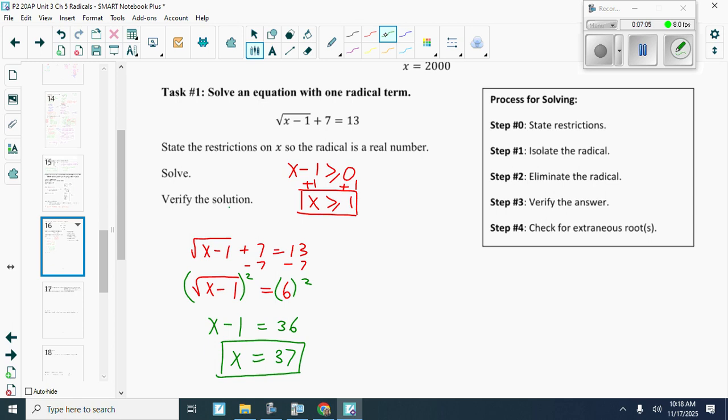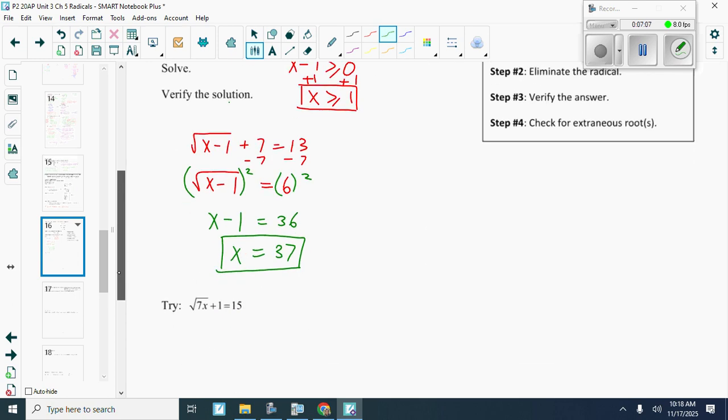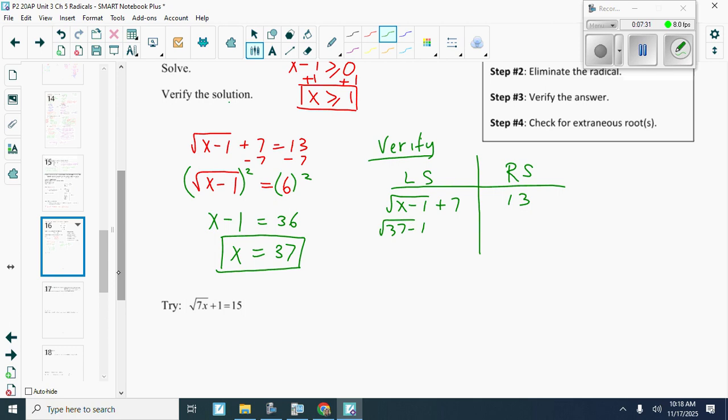Then we're going to verify. I like to label that I'm verifying, and then do a nice little T-chart with the left side and right side, and you write the original equation. Then we substitute in. So 37 minus 1 is 36, the root of 36 is 6, plus 7 is 13. Then you can say at the end, left side is equal to right side.